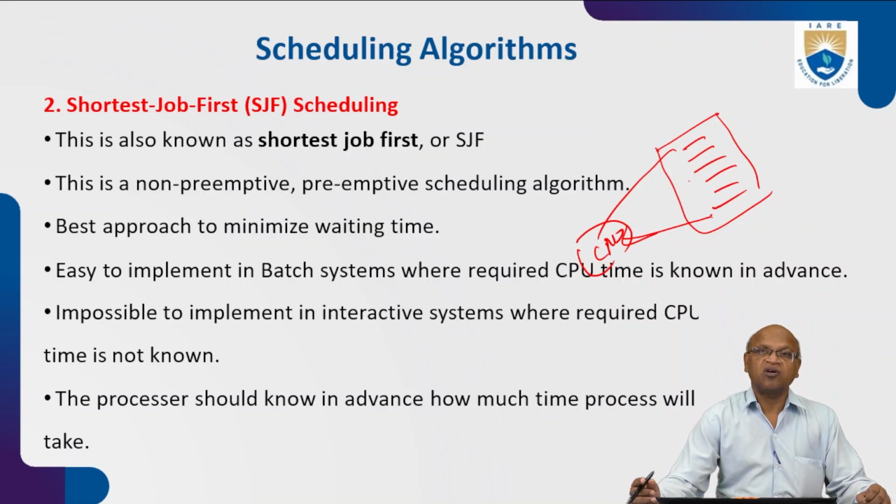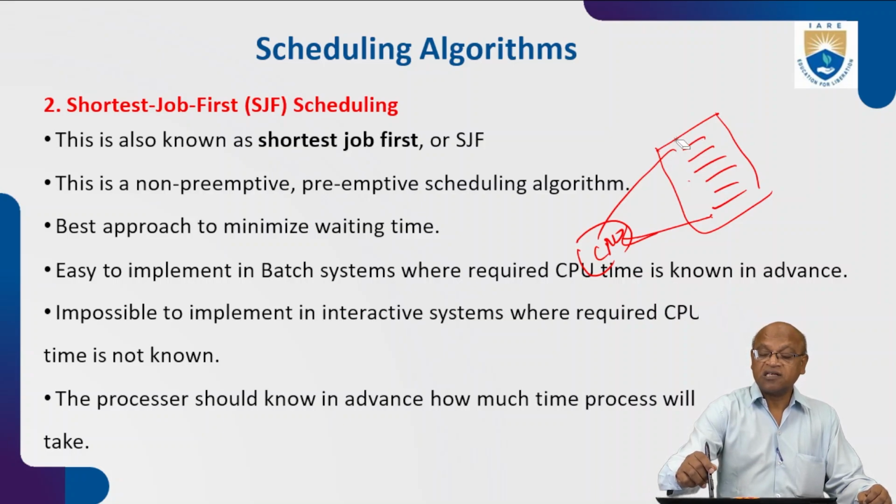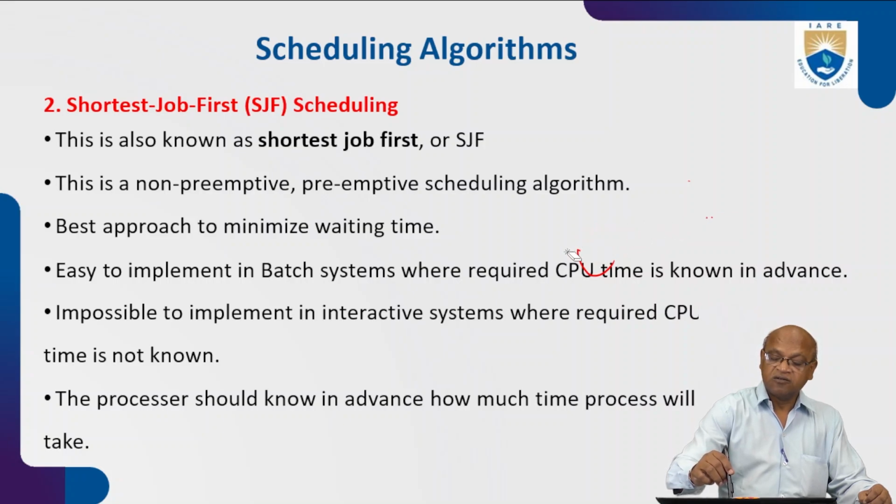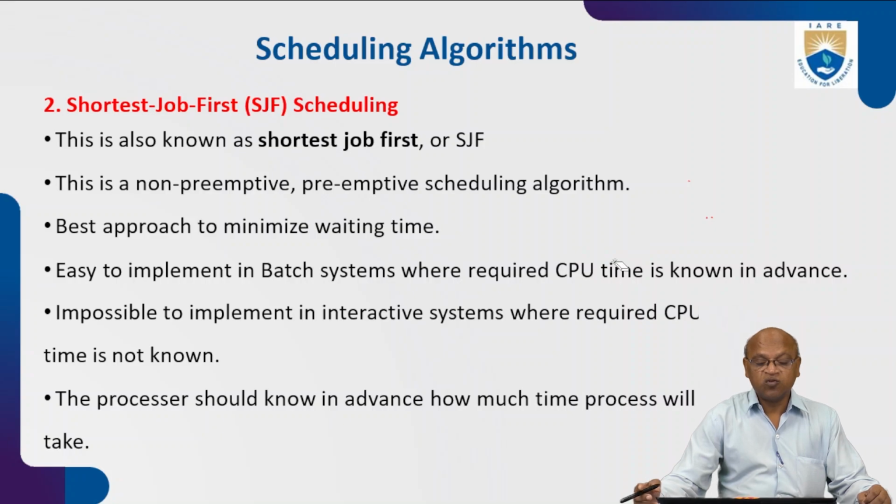This is also known as shortest job first, or SJF. This is a non-preemptive scheduling algorithm. It is the best approach to minimize wait time. It is easy to implement in batch systems where required CPU time is known in advance. CPU time means how much time that instruction will spend with the CPU. Once we know which instruction has very little time, that is the shortest job, and it will be given preference first. Because of that, waiting time will decrease.